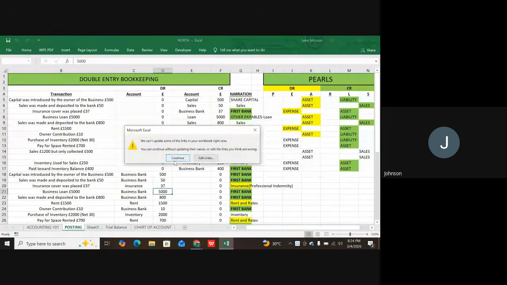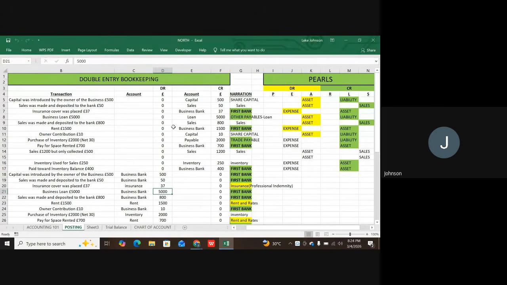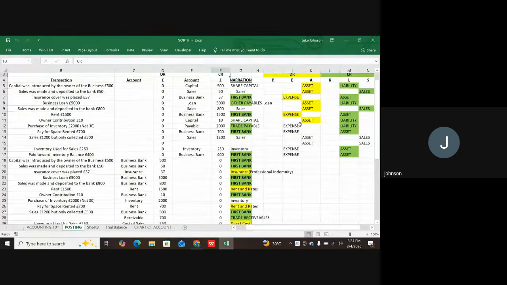So this is the double entry principle. For every debit transaction, for every debit entry, there's a corresponding credit entry and vice versa.